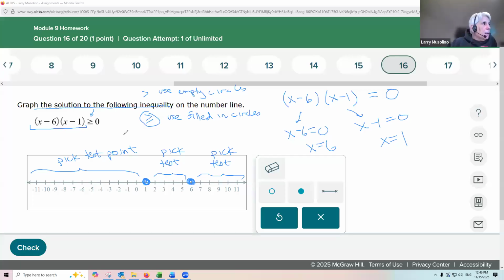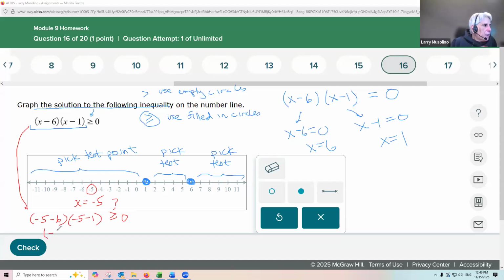All right, I'm going to pick any number I want. I'm going to pick over here, maybe I'll pick -5. That's just a random number in this interval. Let me plug in x equal -5 into this inequality and see what happens. I would have -5 subtract 6, -5 subtract 1. Is that greater than or equal to 0?